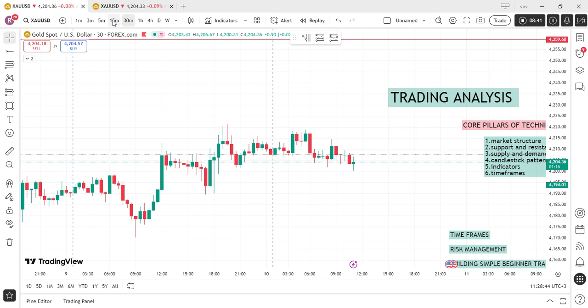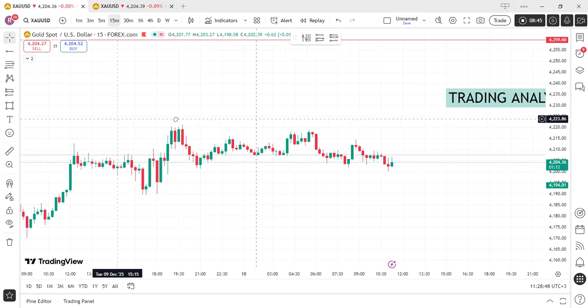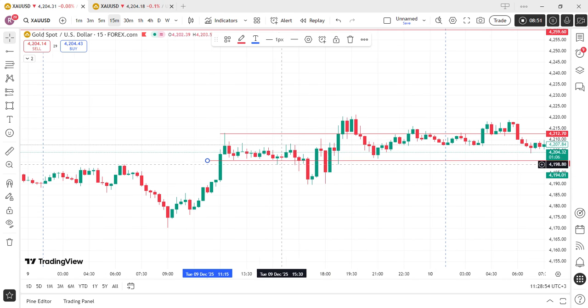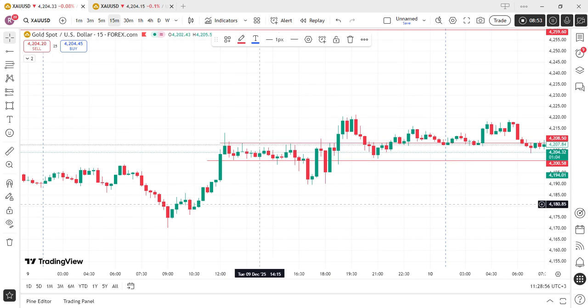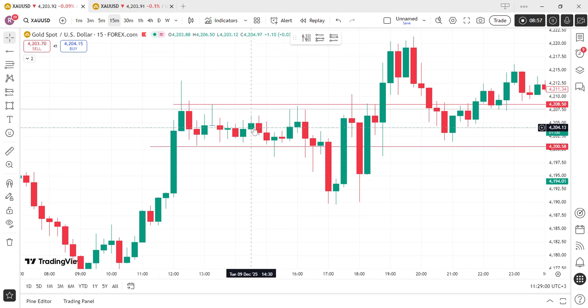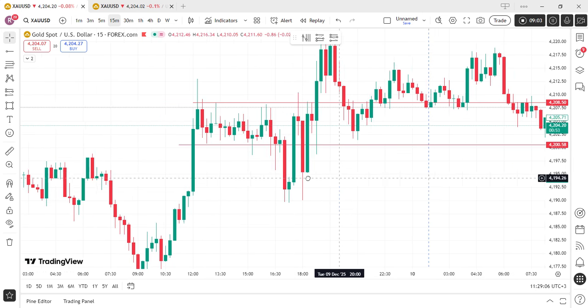If I move into a lower time frame, maybe like 15, you'll be able to see what gold was really doing here. You see this zone, let me mark from that high to this specific low here. This was really, very chaotic. But I understand what was going on. Trust me, I'm not really going to go into details about that.